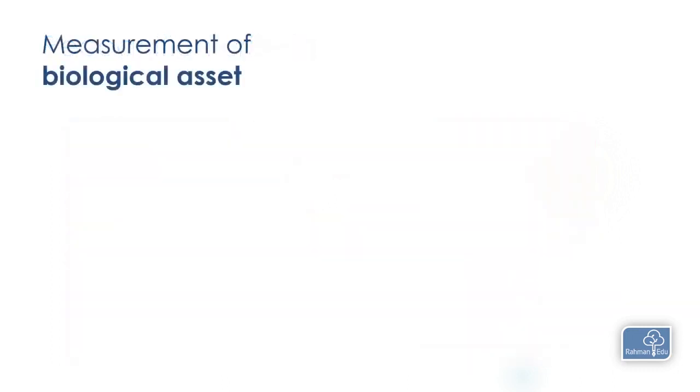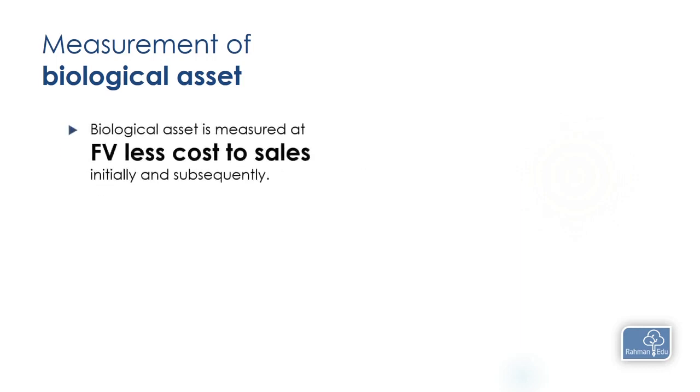Now let's talk about how to measure biological assets. Biological assets are measured at fair value less cost to sell. It means you need to obtain the market price, that is fair value. Go to the market and check the price. And also if you want to sell this biological asset, maybe there is some transportation cost. You need to take the asset to the market, and also you need to pay some commission. Deduct those carriage outward and commission from the market price, and you get fair value less cost to sell.